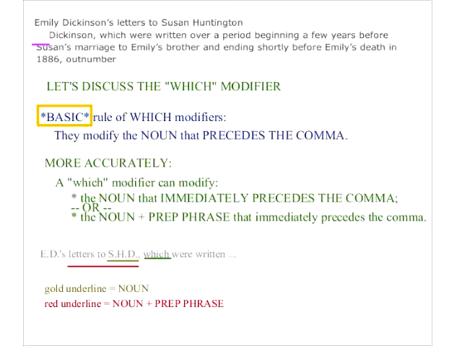So using context or grammar, we can figure out which one of these the which modifier is modifying. So let's analyze both of these things. For the gold one, context and grammar. In the case of the gold one, the context doesn't really make sense because you can't write a person. So it's nonsense context because Susan Huntington Dickinson can't be written, whereas the red one makes sense in context because the letters were written.